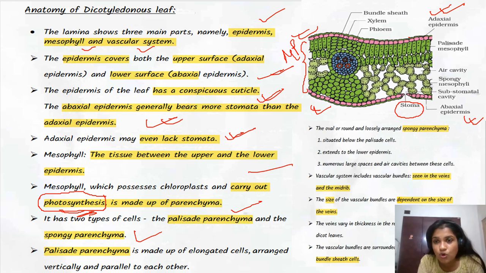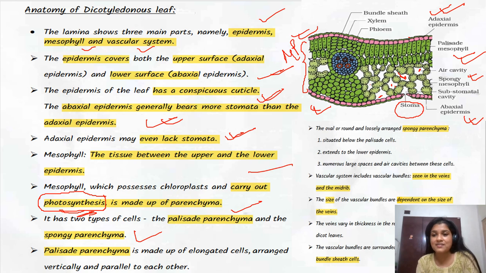So these oval ones are palisade mesophylls. And these round ones, see, have air cavities between them. They also have a little bit of intercellular space, but not such huge air cavities. So these are known as spongy mesophyll and these are known as palisade mesophyll.